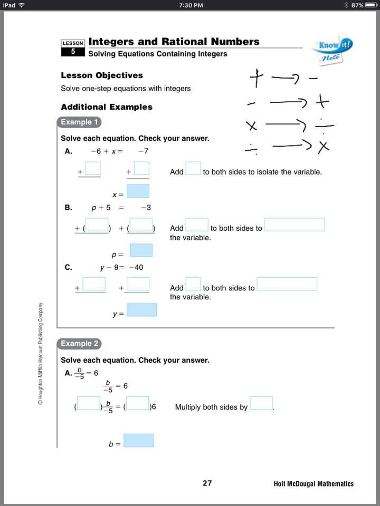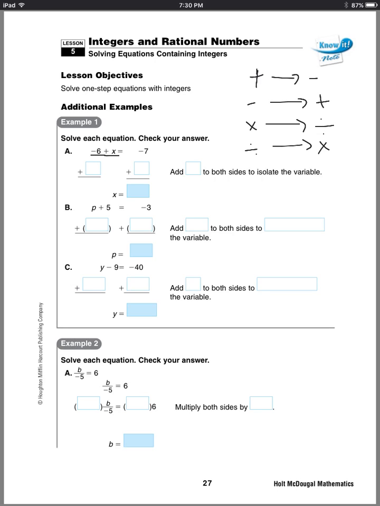And what those do is the opposites undo something. Okay, so they make it 0. They put it back to 0. So when we're solving each equation, like example 1, our goal is to get the variable or the letter by itself by doing the opposite of what's happening to the constant. The constant is this number with no variable.